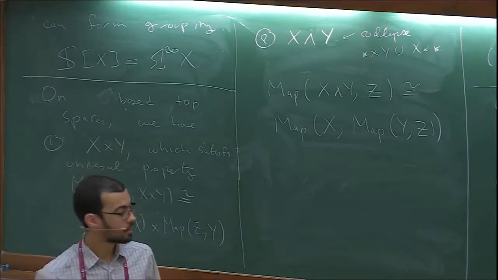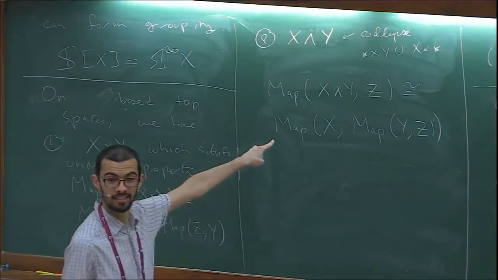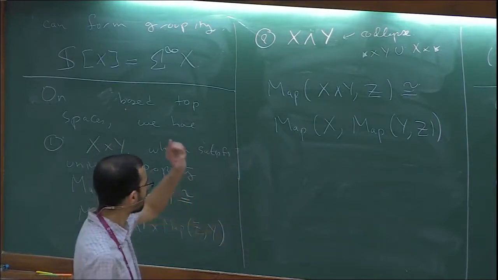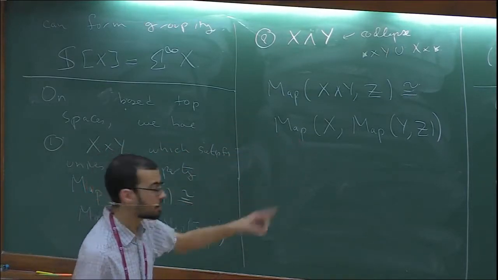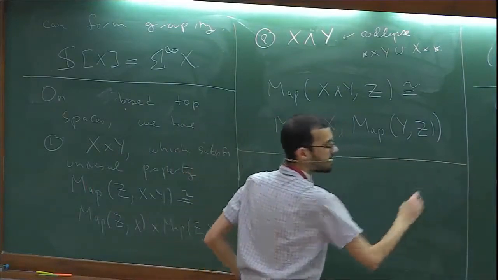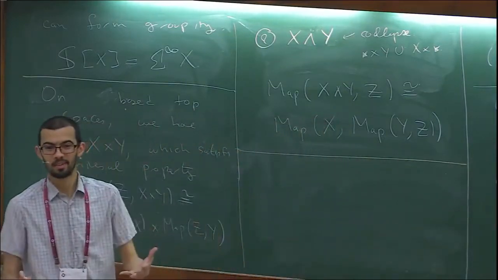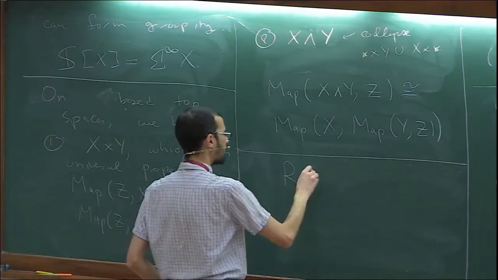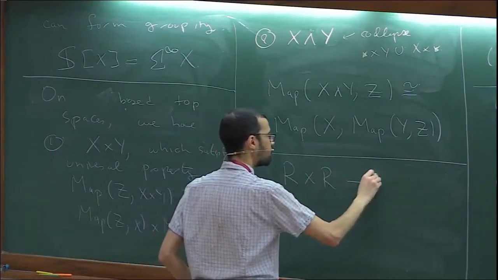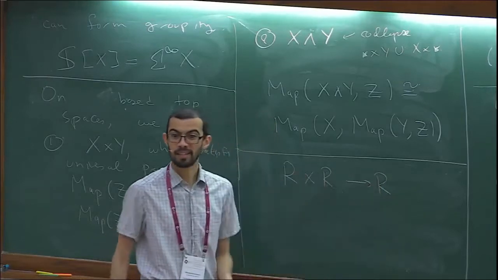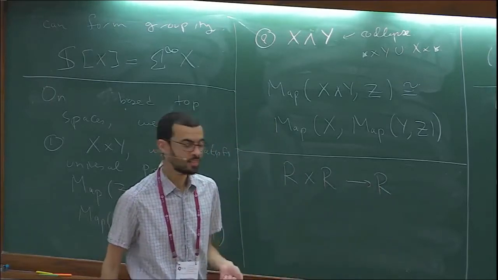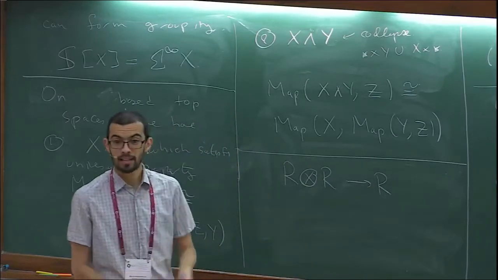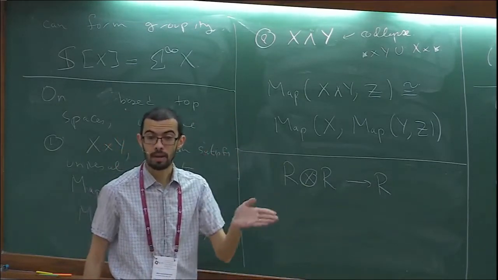Okay? So, which product did you want me to tell you about? That's right. Yes, this product. No, but it's not cross. It's smash. Right? So if you did it in abelian groups, if you want to make an abelian group into a ring, you don't write down a map R cross R to R. Or rather, the map that you write down is bilinear. You write down a map like this. Okay, tensor product. So you're asking me, what is the analog of tensor product for spectra?